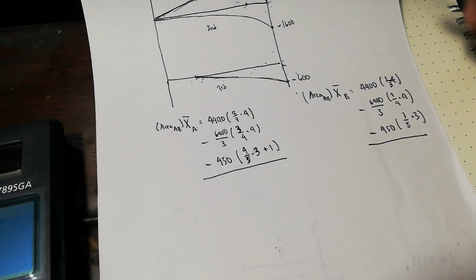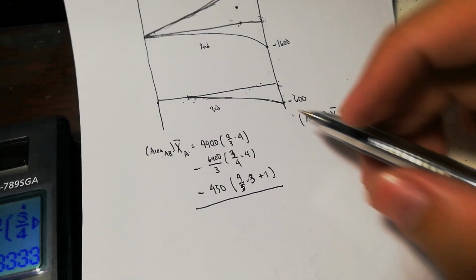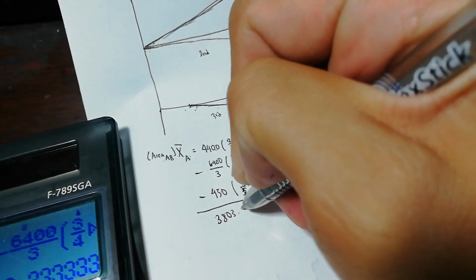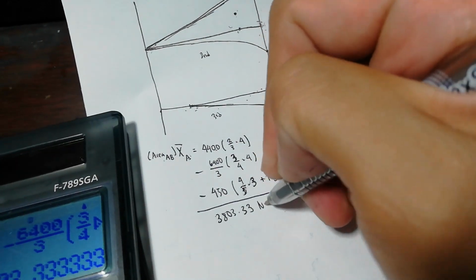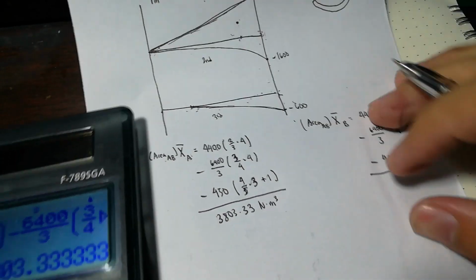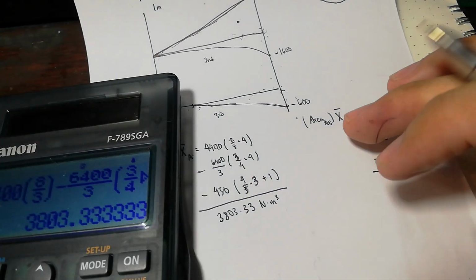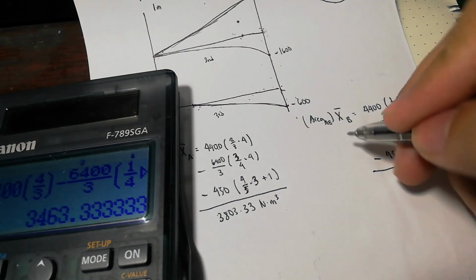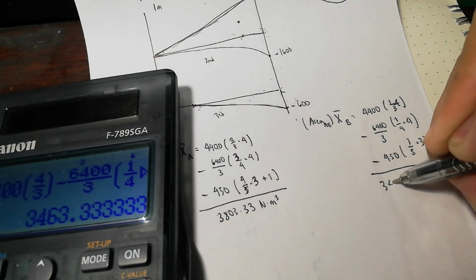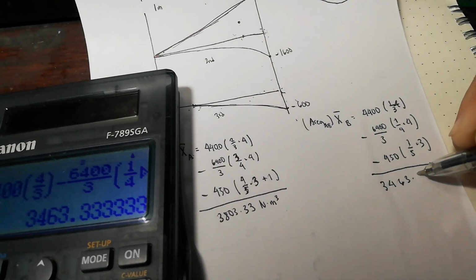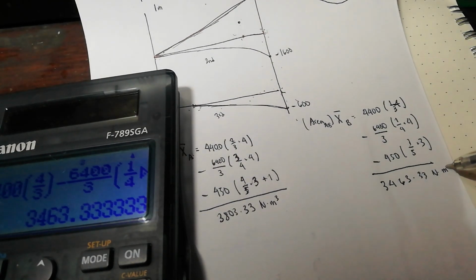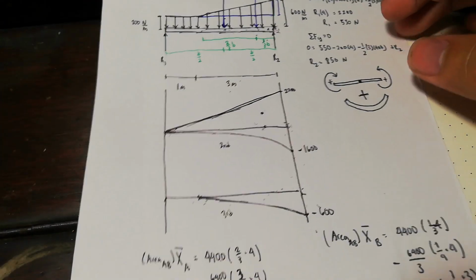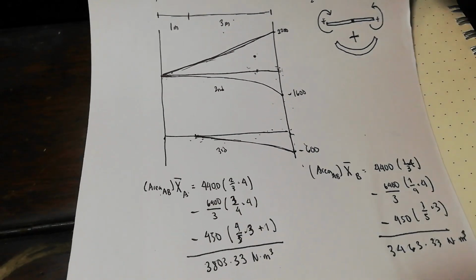Then, calculate natin. So, sa ating first part, nakuha natin ay 3,803.33 Newton meter cube. Para naman sa ating area, moment of the area from point B, yan ay, so dito, ang ating nakuha ay 3,463.33 Newton meter cube. So, ito na yung ating final answer. This is area moment by parts.